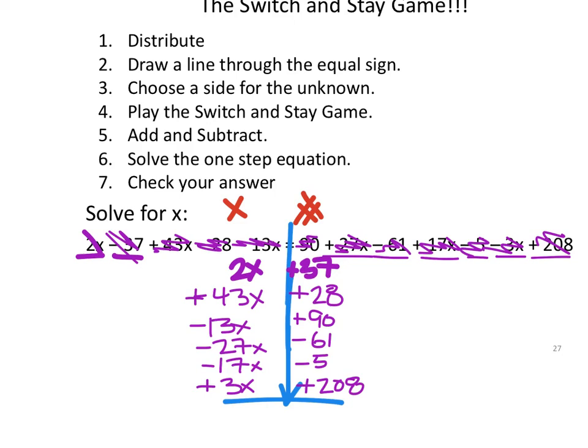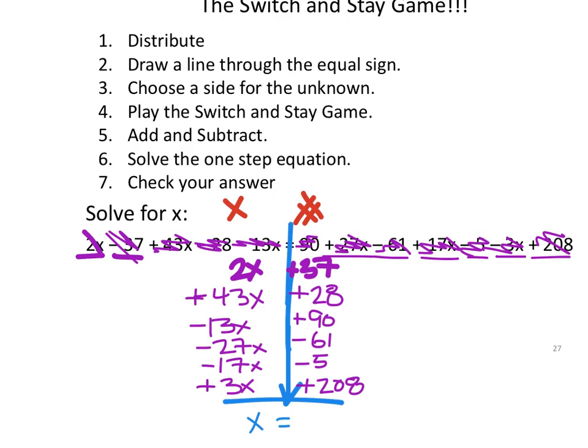Okay, I used the 208. Now, I've got my x's on the left side of the equal sign, and they're going to stay there. So I got my x's, right? So it says next to add and subtract. It's just adding and subtracting all these like terms. We've put these like terms in a nice order. We've almost categorized them, right? And now we're ready to add all the coefficients and like terms. So 2x's plus 43x's minus 13x's minus 27x's minus 17x's plus 3x's.